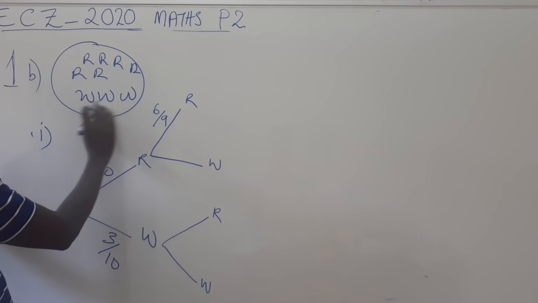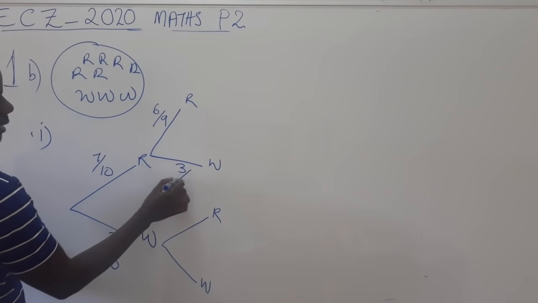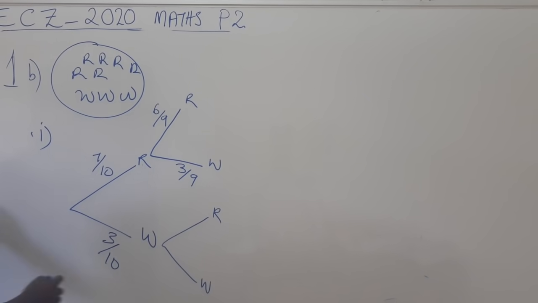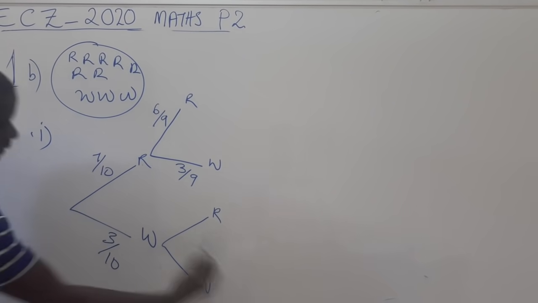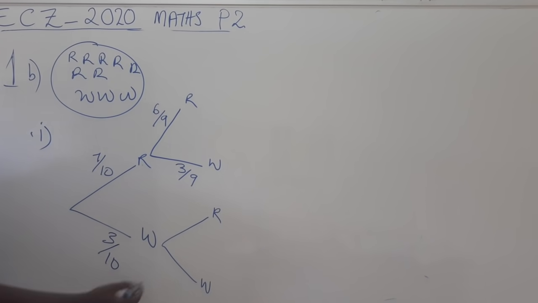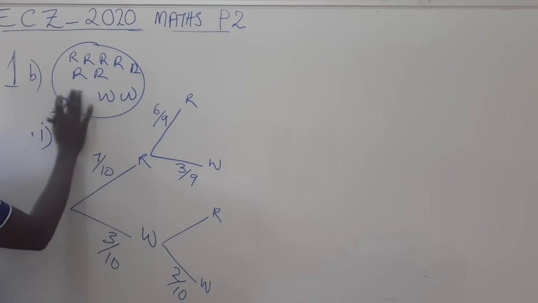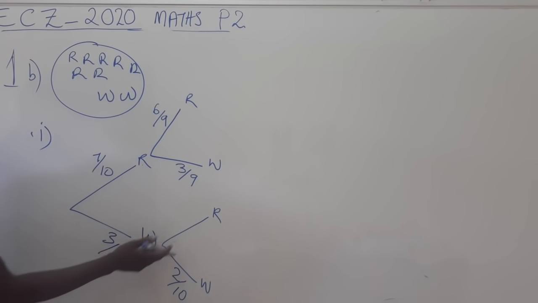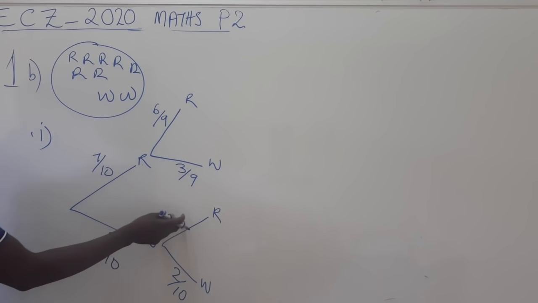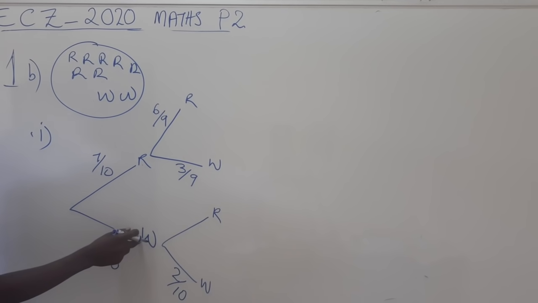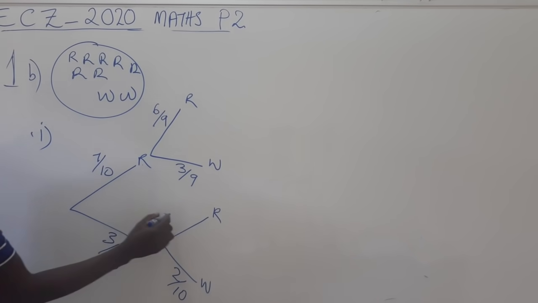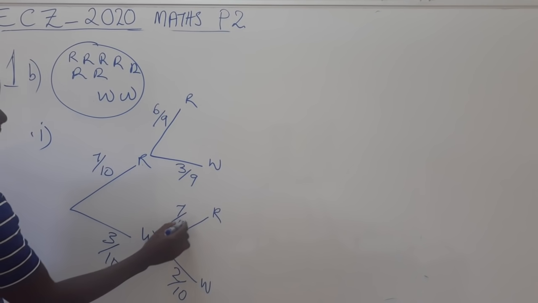What about for the white balls? The white balls are still at 3, but the total number has reduced to 9. Okay? Now, if the first ball that was picked is white, we bring back this one. What is the probability that the second ball is going to be white? The probability is going to be 2 over 10 because 1 ball was picked here. What about the probability that the second one is red? If the first ball was white, it will be 7 over 10.